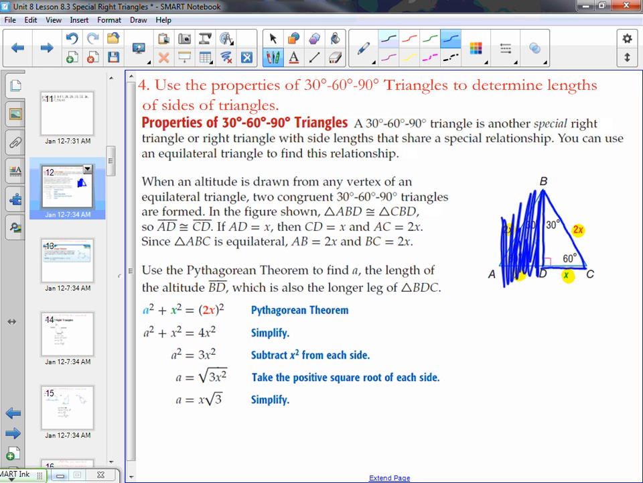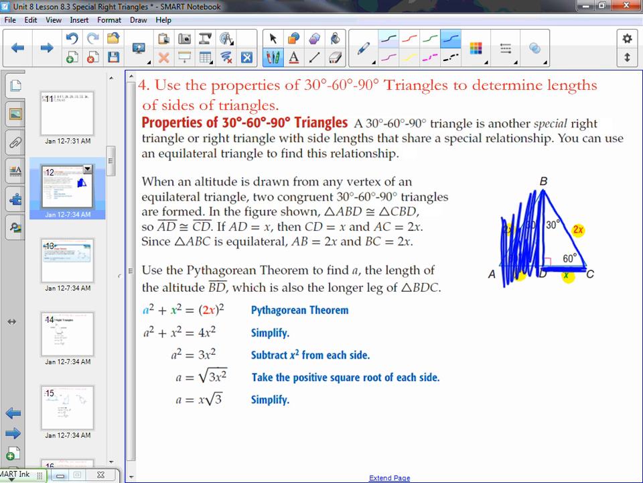Notice the short leg, I mean that leg right there, is obviously shorter. It's opposite the 30 degrees. The long leg is opposite the 60 degrees. Doesn't that make sense? Since small opposite small, large opposite large, the shorter leg would be opposite a smaller angle than the larger leg. So the short leg's opposite the 30, the long leg is opposite the 60.